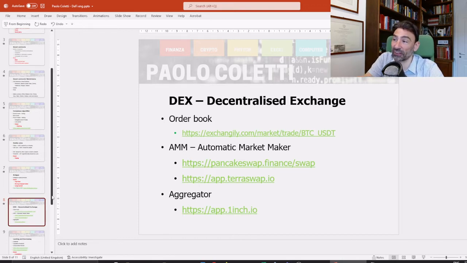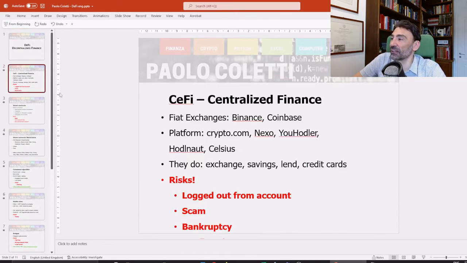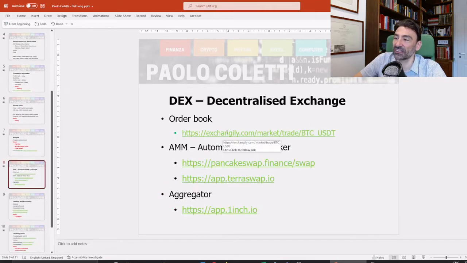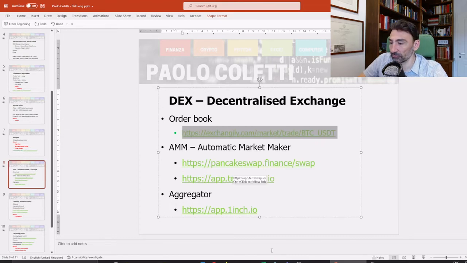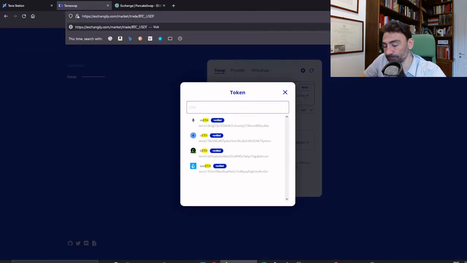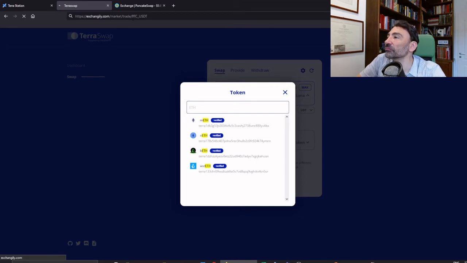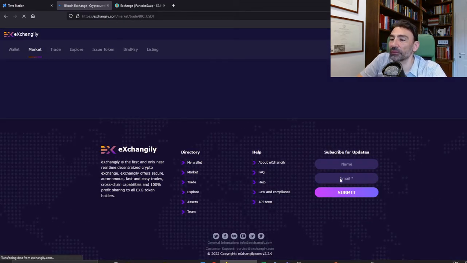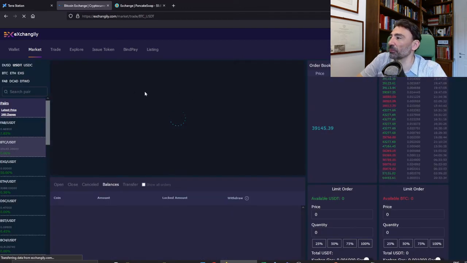Okay, let's go to other things that you may find on decentralized finance. The most typical thing that you will find is a decentralized exchange. It's exactly the same as Binance, Coinbase exchanges, but this time they are decentralized. Okay, they can be standard, so more standard, traditional, like order book based decentralized exchanges. Let's see this one, for example. I don't want to subscribe for updates.